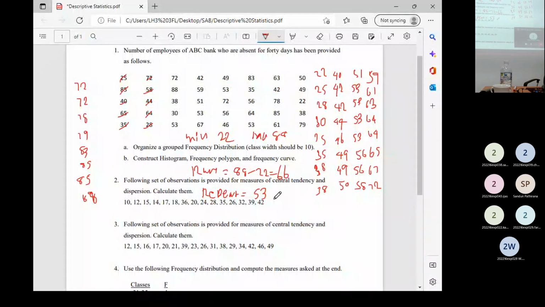This is called ungrouped frequency. This is called grouped frequency. Ungrouped means just observations with frequency. Grouped means class ranges with frequency. Therefore you need to understand ungrouped and grouped frequency distributions. Right, now we write down.